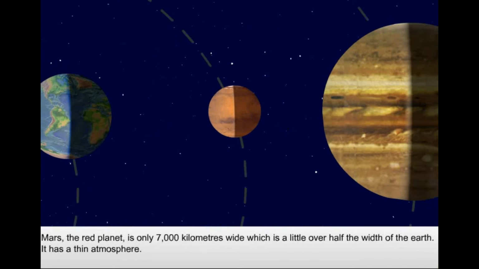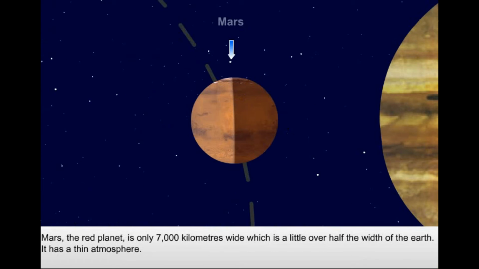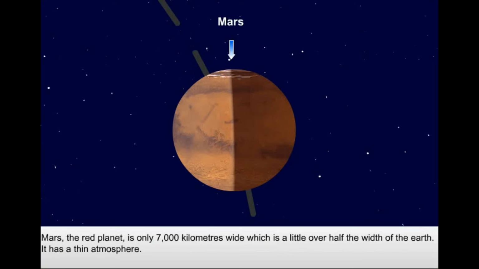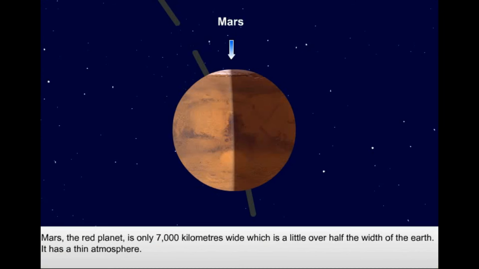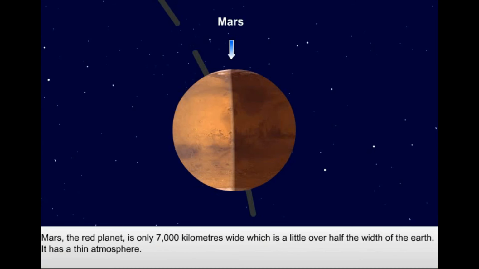Now, let's continue our space mission. Our next stop is the red planet, Mars. Mars is only 7,000 kilometers wide, which is a little over half the width of the Earth. It has a thin atmosphere.